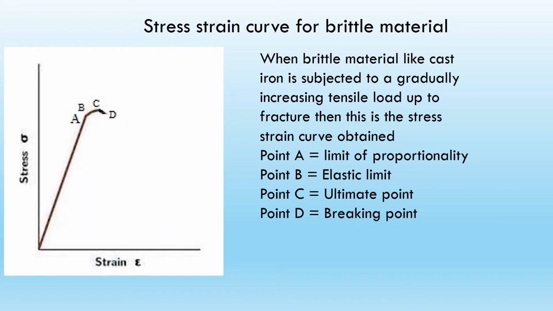Here, this is the stress strain curve for a brittle material. When a brittle material like cast iron is subjected to gradually increasing tensile load up to fracture, then this is the stress strain curve obtained. On the x-axis is strain, y-axis is stress. This point A is limit of proportionality, B is elastic limit, C is ultimate point, and D is the breaking point.